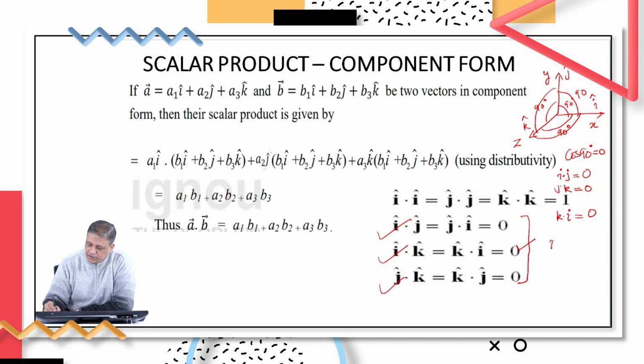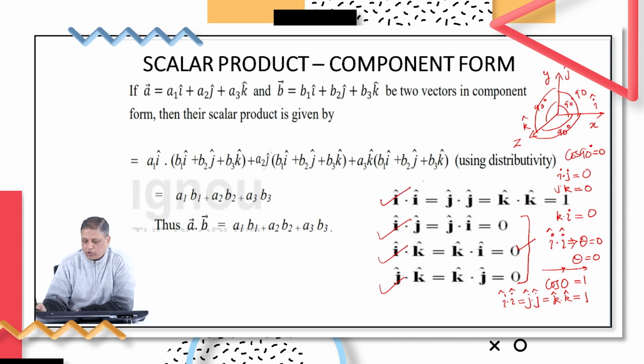The next observation is if the dot product of i is taken with i, that is the unit vector along the x-axis, then theta is nothing but 0, because the vectors are along the same direction, and we know that cos 0 is 1. Therefore, i dot i, j dot j and k dot k, that is the dot product of the vectors in the respective direction with themselves, is equal to 1. This is the second important observation.